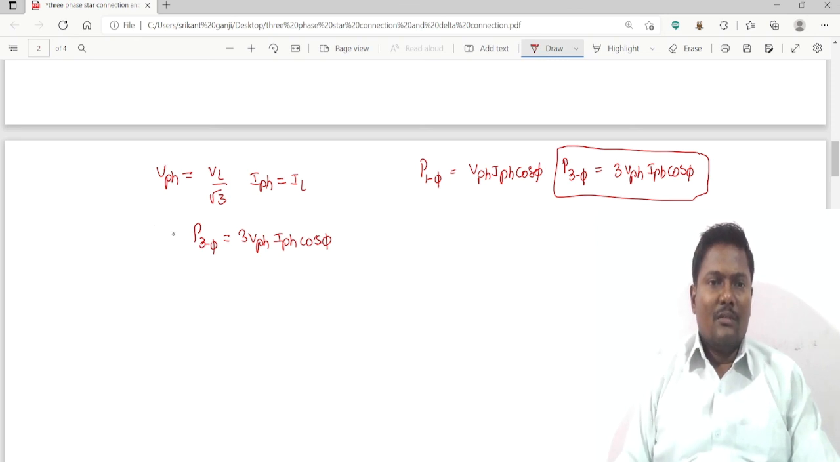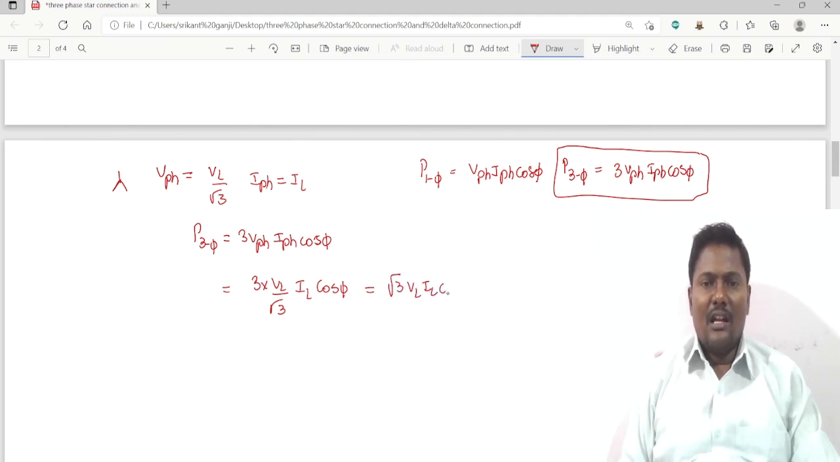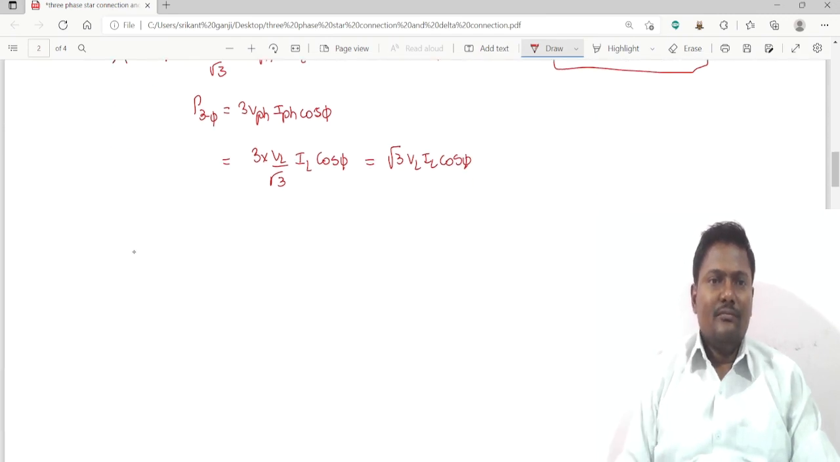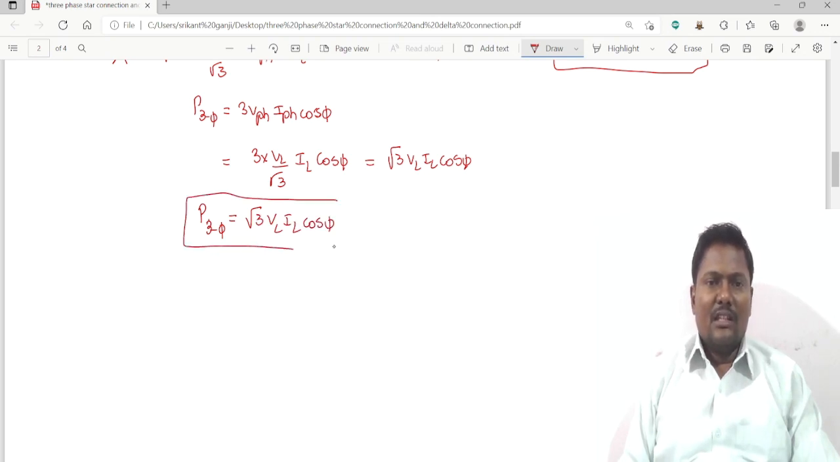Substitute V phase equal to VL by root 3, this is in star connection, so 3 into VL by root 3 into I phase equal to IL cos phi, and 3 by root 3 is root 3. Now power in 3 phase is equal to root 3 VL IL cos phi. This power is called the active power. Similarly, the reactive power is root 3 VL IL sin phi.